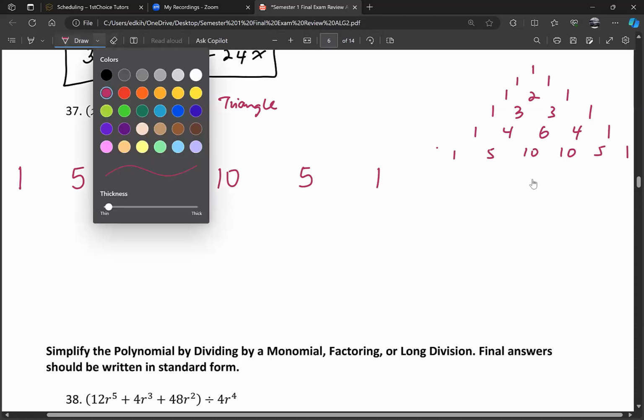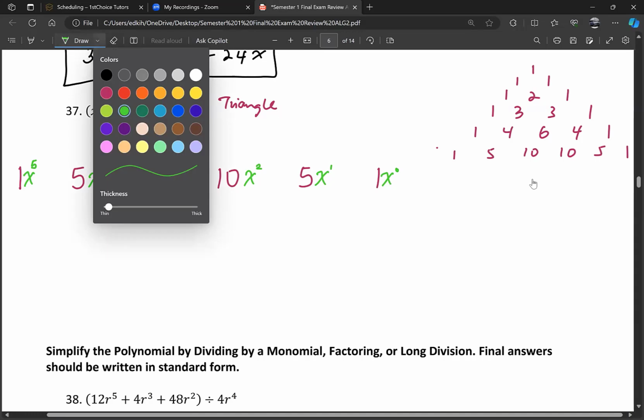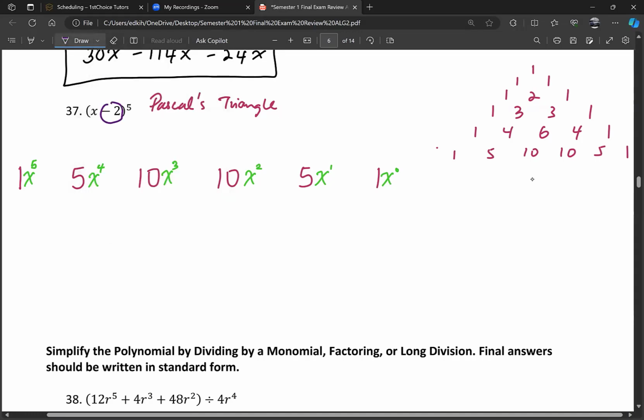And then remember what we were doing? We take this first item, the first term in this binomial, which is an x, and we start with that high. So x to the fifth, x to the fourth, and we bring it downwards. x to the third, x to the second, x to the power of 1, and finally x to the power of 0. And then we are going to take that second term, which is a negative 2. Yes, you have to keep that sign, folks.